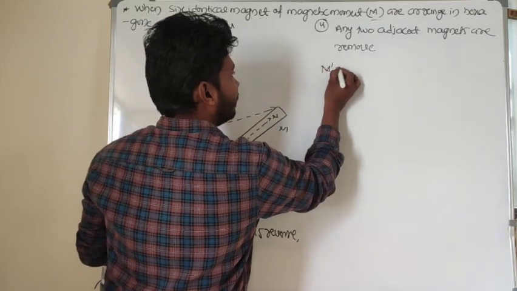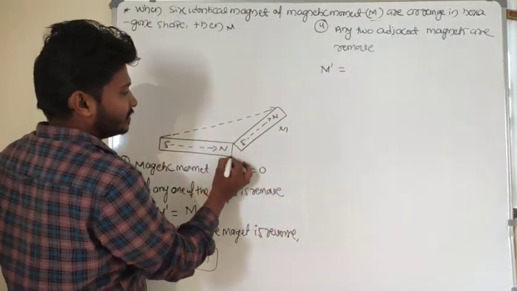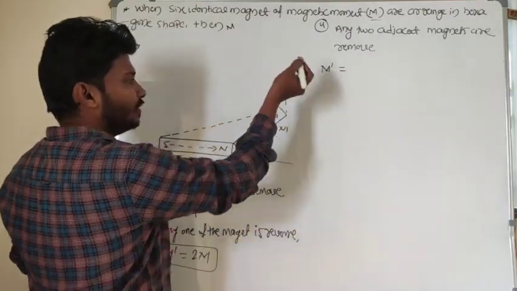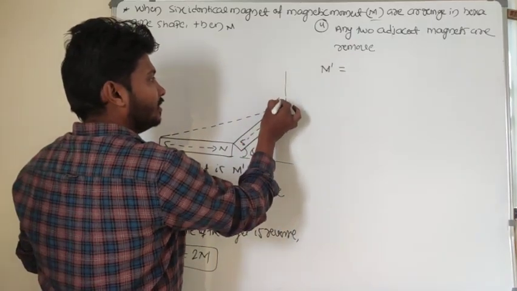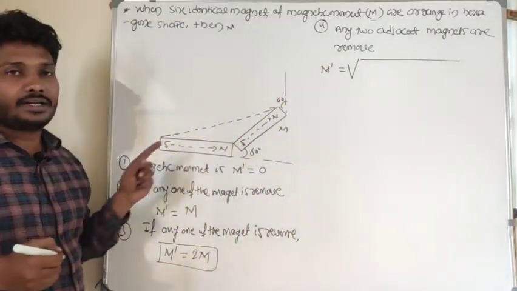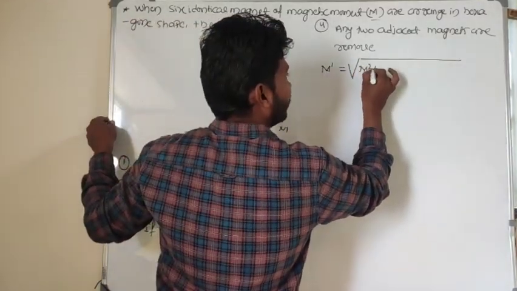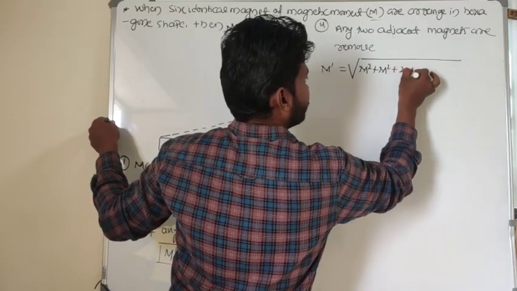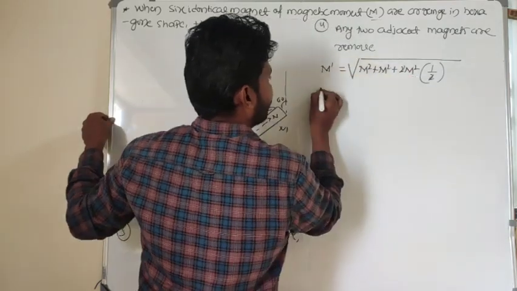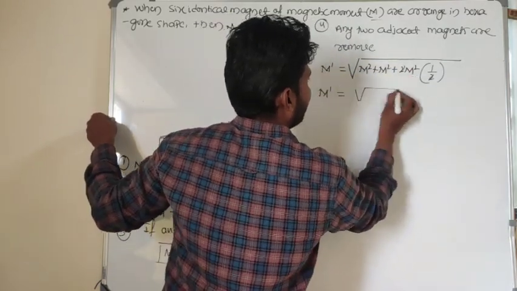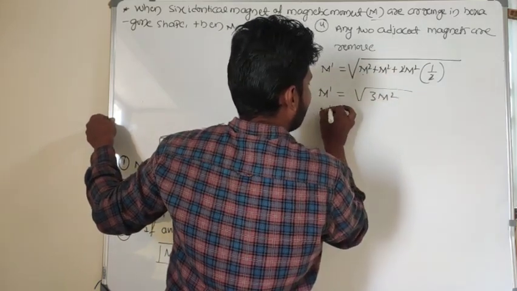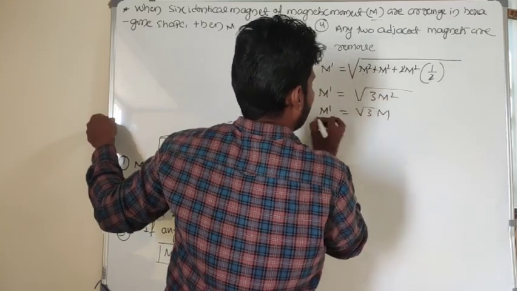In the case of a hexagon, whichever adjacent pair you take, the angle will be 60 degrees. So the angle between these two magnets is 60 degrees. Identical magnets, I mentioned: m dash squared equals m square plus m square plus 2 times m into m times cos of 60 degrees, which is 1 by 2. So m dash squared equals m square plus m square plus m square, so 3m square. So m dash equals square root of 3 m.